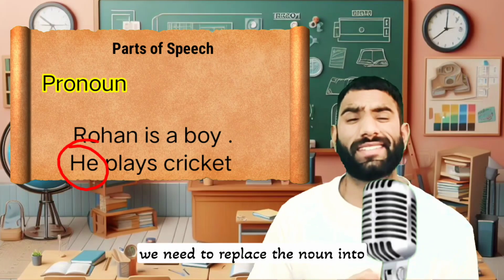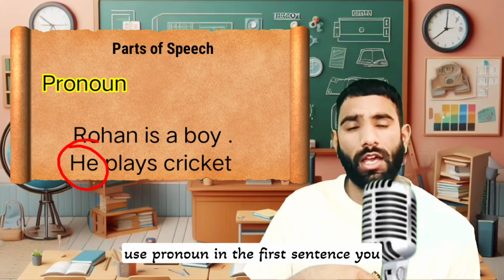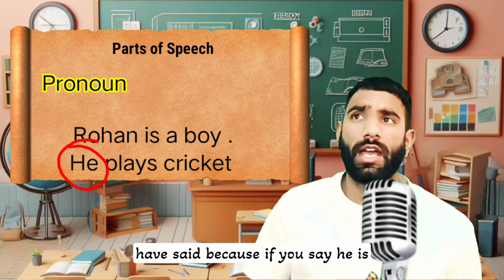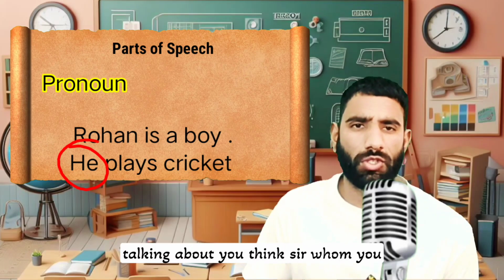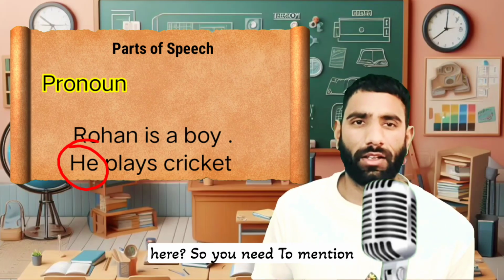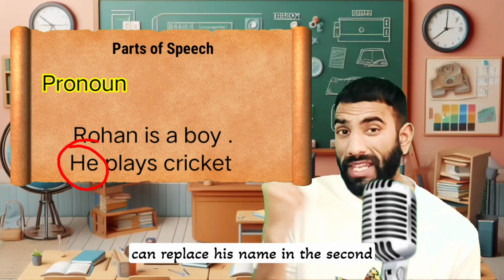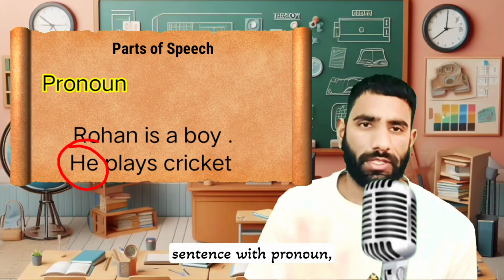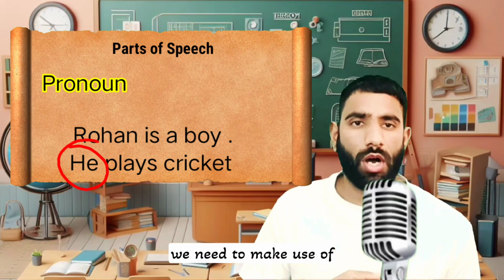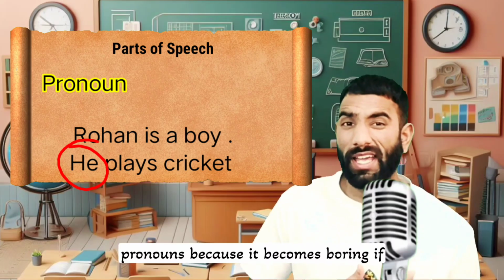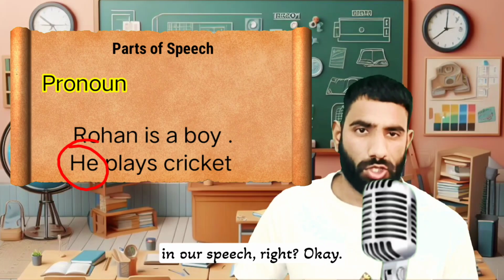So we need to replace the noun in the second sentence. But you cannot use a pronoun in the first sentence, because if you say he is a boy, the audience, or whom you are talking to, would think, sir, whom are you talking about? Who is he here? So you need to mention the name of that person first. Then you can replace his name in the second sentence with a pronoun, right? Okay, so this is why we need to make use of pronouns, because it becomes boring if we use the same noun repeatedly in a paragraph or in our speech, right?